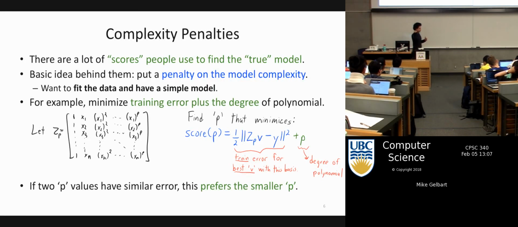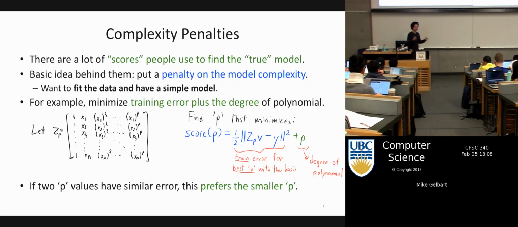So if I have two values of p with the same error, I'm going to prefer the one with the smaller value of p. You're basically saying, let me add this extra thing that just makes you a little bit happier when p is smaller and a little bit sadder when p is large. And it's not just for the purpose of tie breaking, but it's more of a smooth effect than that, which we'll be talking about. But this is the basic idea of complexity penalty.